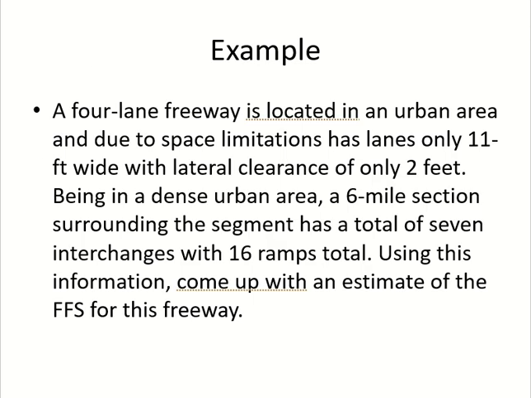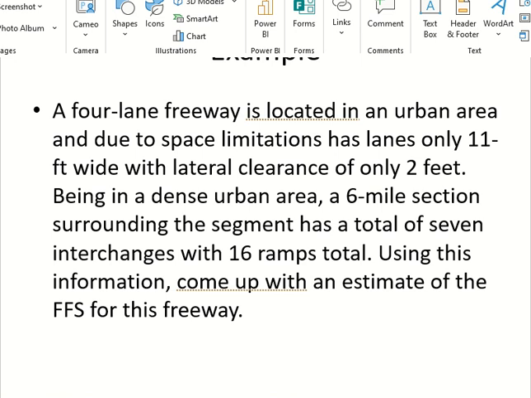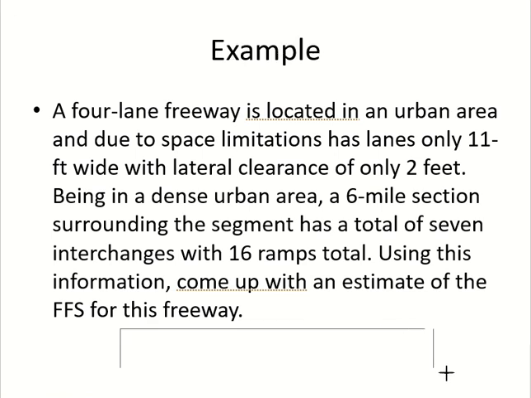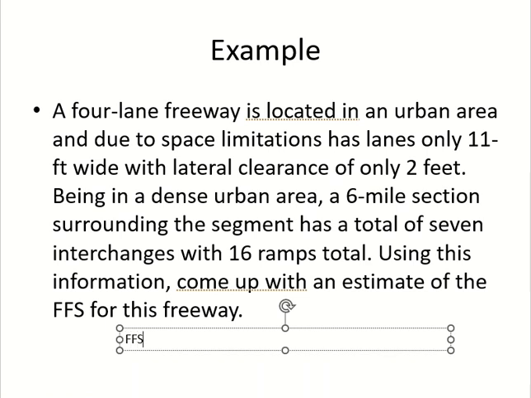Let us look at an example here. So we have a 4-lane freeway, and 4-lane means that they have given us a total number of lanes. Okay, and then it's an urban area. It has only 11 feet lane width, 2 feet lateral clearance. Obviously it's a freeway, so we know we only need it on the right hand side. It has a 6-mile section, 6 miles forward backward, and this section has 7 interchanges and 16 ramps.